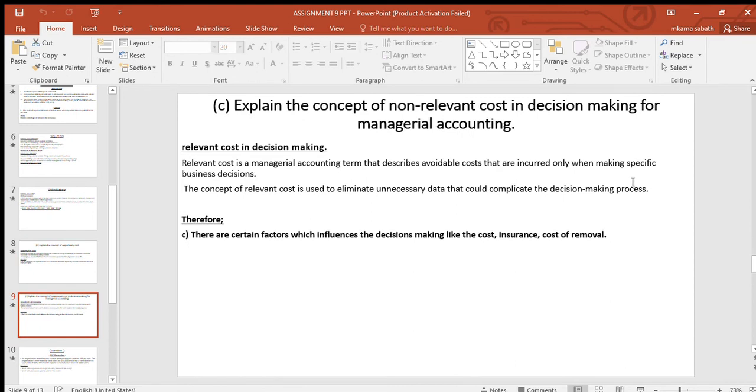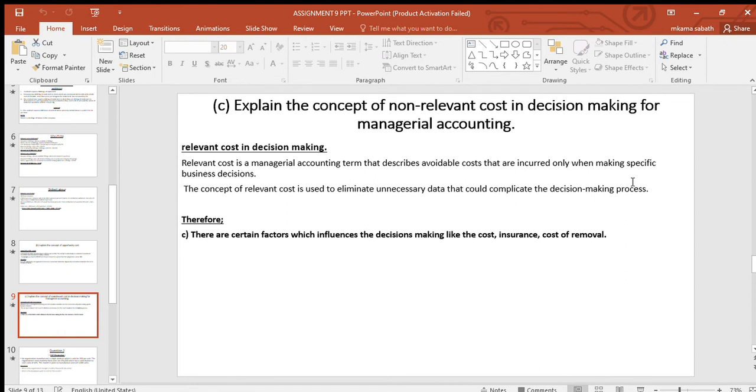Explain the concept of relevant cost in decision making. What do you understand by the meaning of relevant cost in decision making? Relevant costs are a managerial accounting term that describes the avoidable costs that are incurred only when making a specific business decision. The concept of relevant cost is used to eliminate unnecessary data that would complicate the decision making. What are the unnecessary data? The factors influencing the making of the decision.